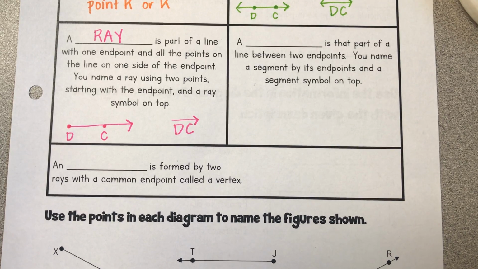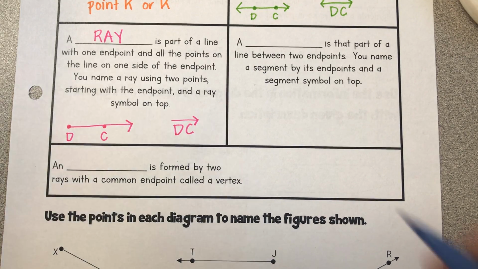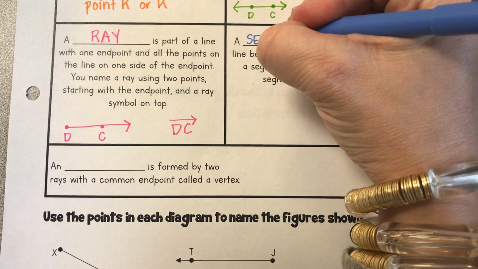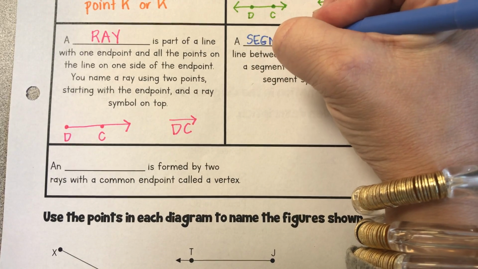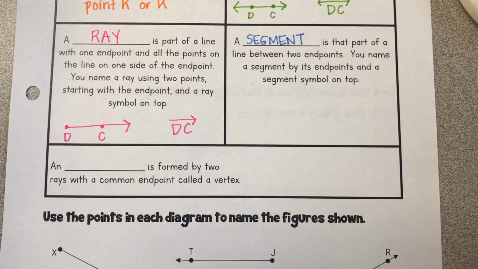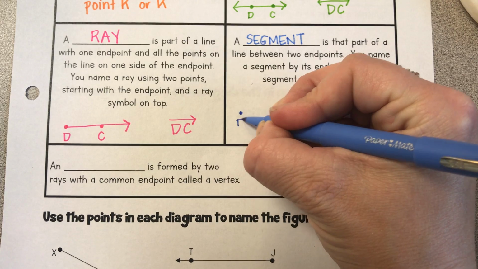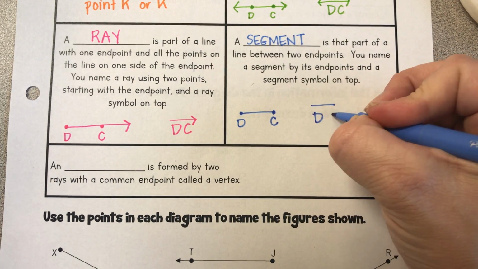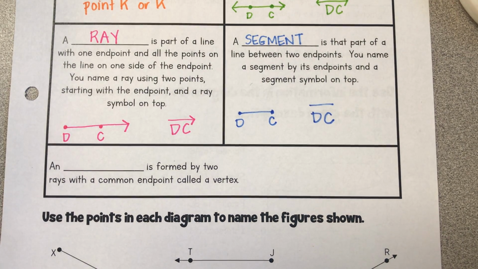Okay, then the next one says a blank is part of a line between two endpoints, and that is segment. Okay, and a segment is that part of a line between two endpoints. You name a segment by its endpoints with a segment symbol on top. So if it started on D and ended on C, that would be segment DC.